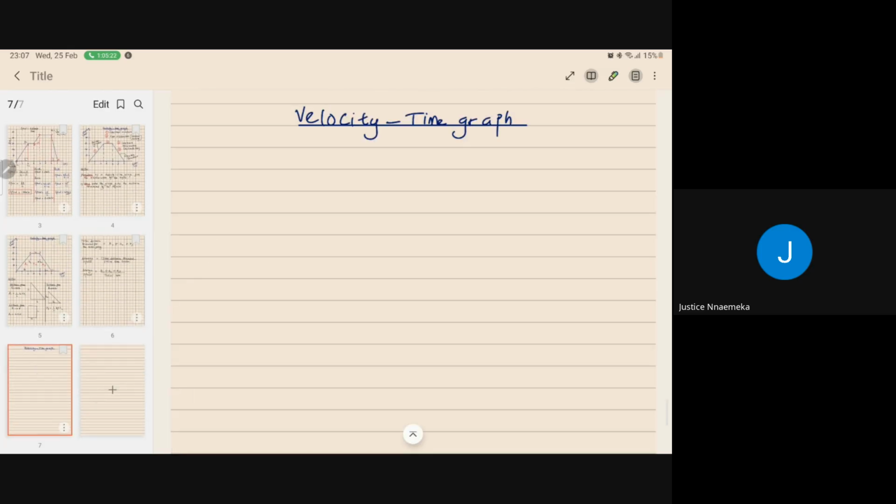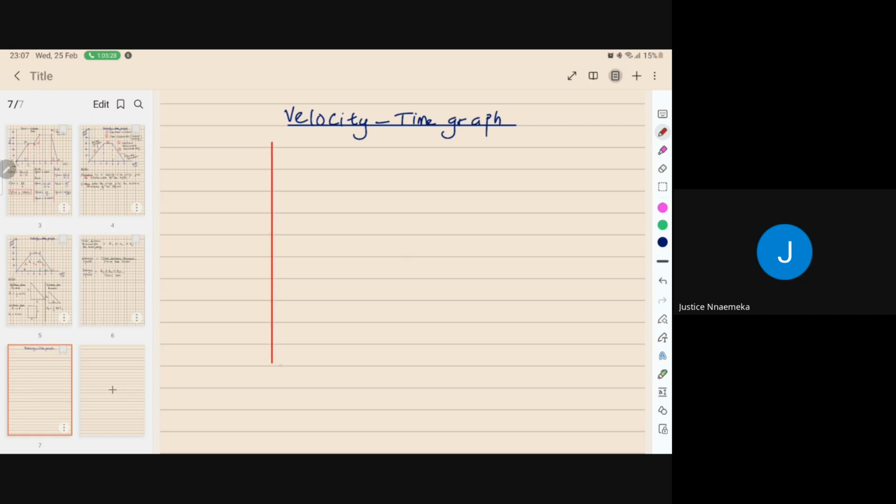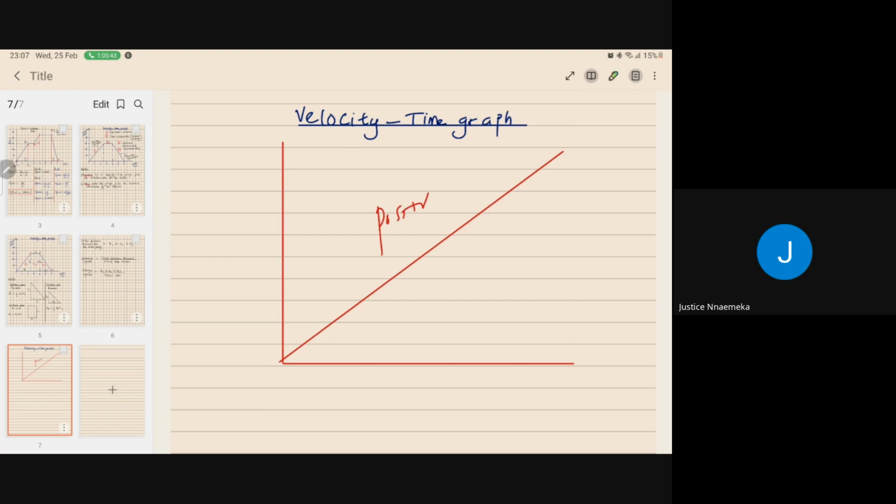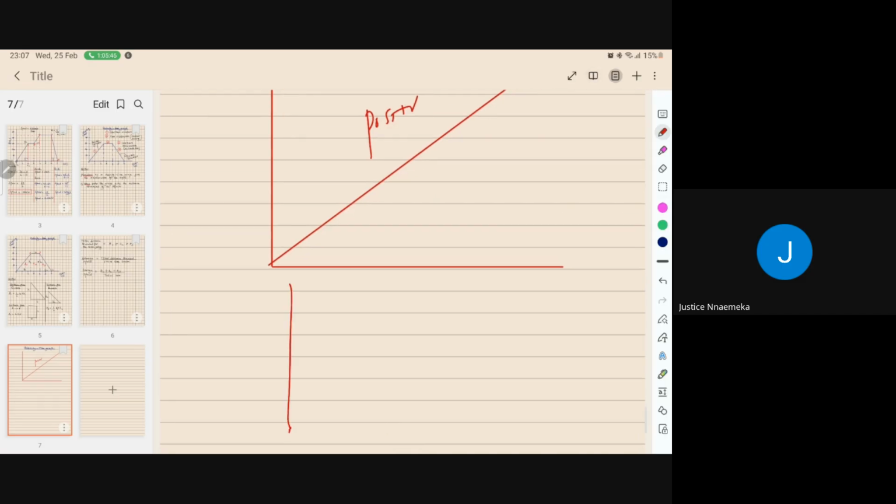Now, if you have a graph this way and the line is this way, you will see that this will give you a positive graph. This is a positive gradient. But now, if you have a line this way, backwards, observe something about that. This one is like this, but this one is like this. So this is a negative graph. This one is negative.